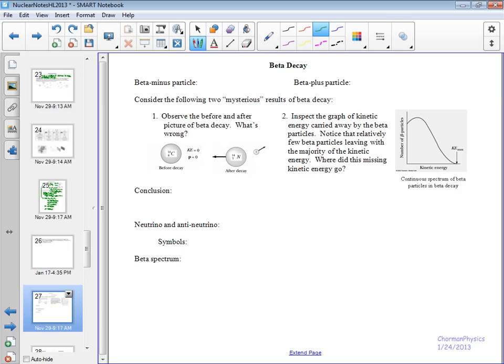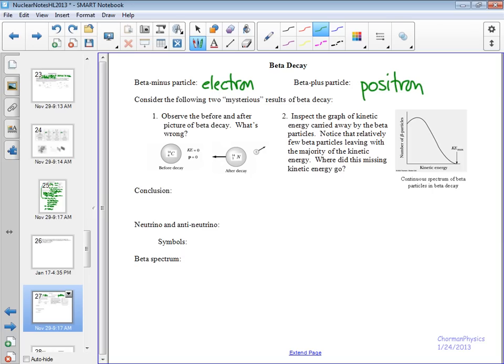For beta particles, for beta decay, you have two different types. You have beta minus decay and beta plus. With beta minus, you are emitting an electron, and for beta plus, you're emitting a positron. We haven't talked about antimatter. It is simply the reverse of matter, if you want to think of it that way, in terms of its charge and some of its other properties. So a positron is just an electron in terms of mass, but it has a positive charge.